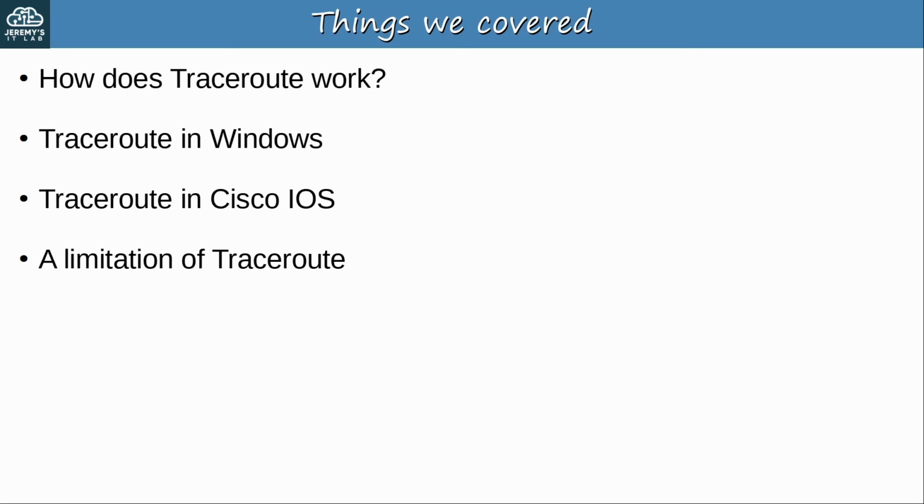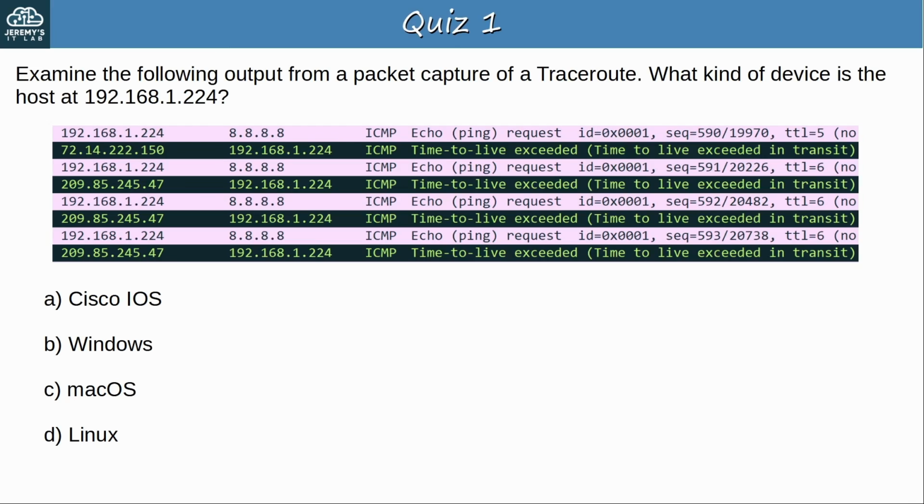Here's question 1. Examine the following output from a packet capture of a traceroute. What kind of device is the host at 192.168.1.224? Pause the video now to think about the answer. Okay, the answer is B, Windows. We can know that because the device is sending ICMP echo requests to do a traceroute. The other operating systems send UDP segments. Note that in Linux and macOS, it is possible to send traceroutes using echo requests, but it's not default, so B is the better answer.